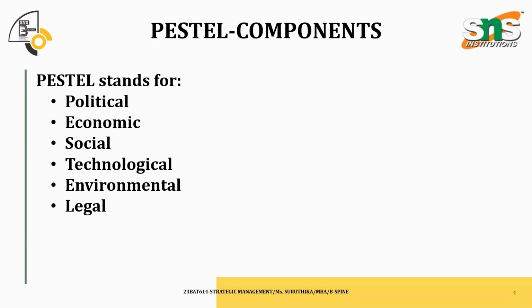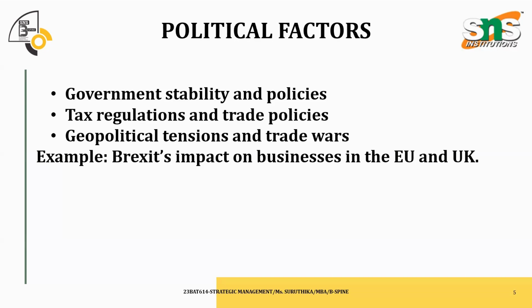So the different components of PESTEL are as below: political, economic, social, technological, environmental, and legal. We will discuss each of these components in detail. First is the political component. The political component refers to the stability of the government, the policies that are put forth by the government, the trade policies, the taxations, anything that involves the ruling government.